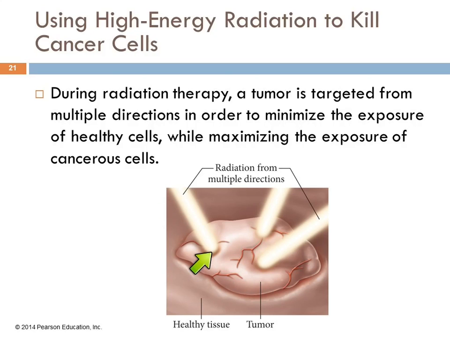tumor from different angles. And so this beam is causing a small amount of damage to the tissue that it's going through. And this beam is as well, and this beam. But they're all focusing on the same place. And so the tumor is getting this big dose of radiation, whereas the tissue around it is getting a much smaller one.